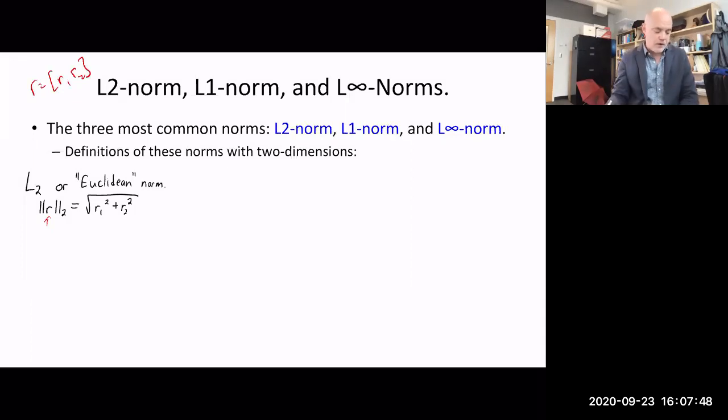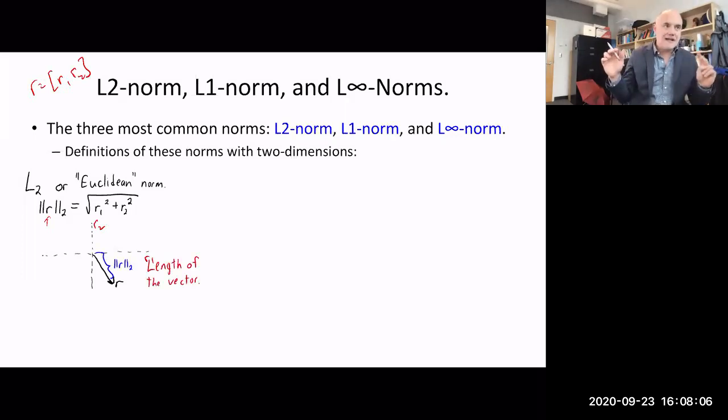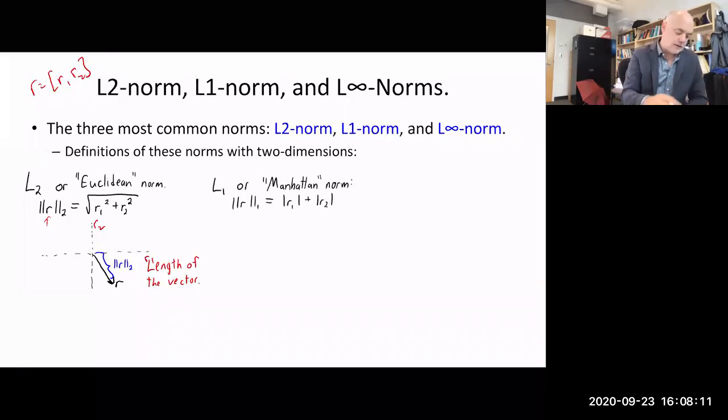We'll label it R1, R2. The Euclidean norm is just the square root of R1 squared plus R2 squared, right? So if this is the vector R, and this might be R1 and this might be R2, we're just plotting the vector in this vector space. Then the 2 norm, the length of the vector R, is the length in the Euclidean sense. You square, add together, and take the square root.